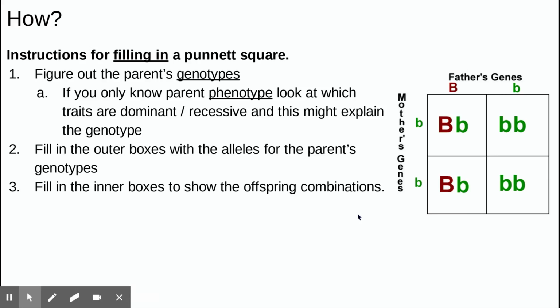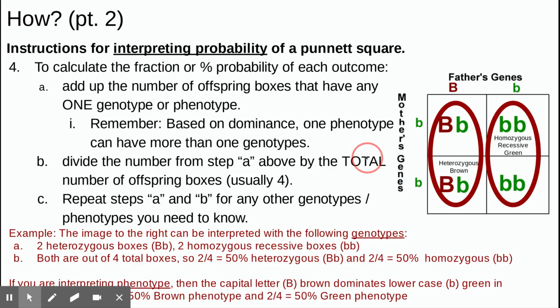Well, first of all, the steps that I introduced in a previous video were on just how to fill in a Punnett square. So you start off figuring out the genotypes of the parents. You fill those in along the sides of the Punnett square, and then you fill in the inner boxes by transferring those alleles down the columns and across the rows. And then the final step, and this is really going to be the focus of today's video, is looking at how do we interpret those boxes.